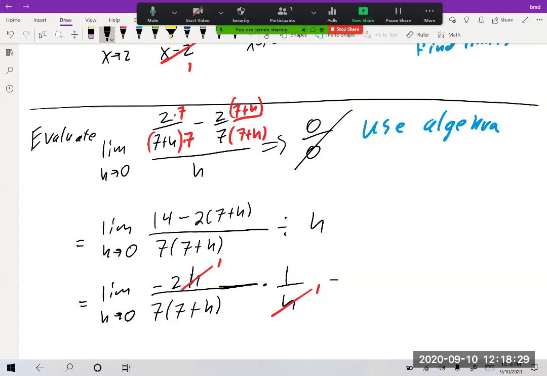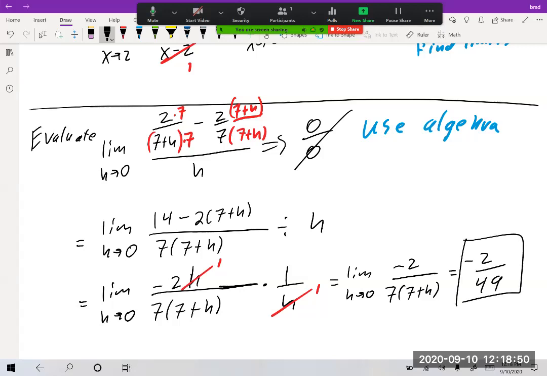And that's going to leave me with the limit as h approaches 0 of, not the 1, negative 2 over 7 times 7 plus h. Now we can finally take the limit because plugging in h will not result in division by 0. So now when I plug in h, I get negative 2 over 49. And notice I finally was able to stop writing the limit, but not before then. I was still writing the limit here, here, and here.